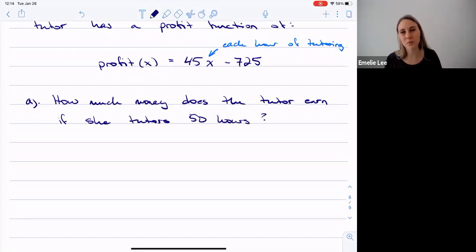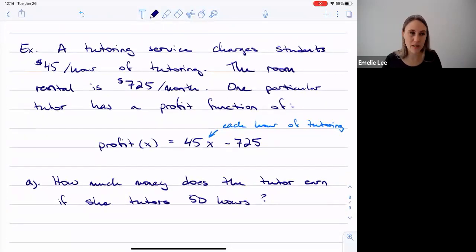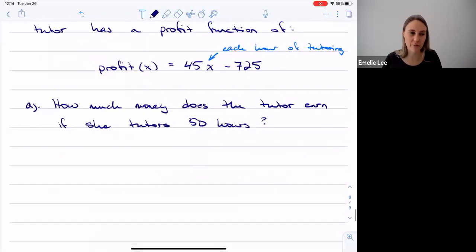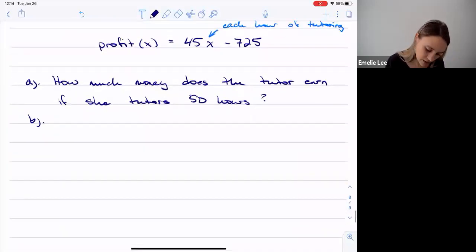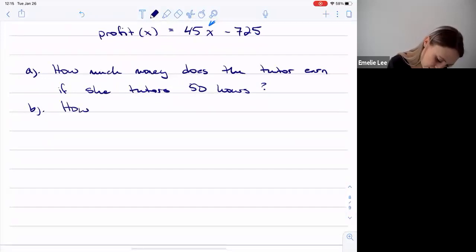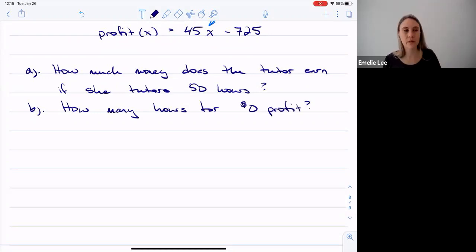Okay. Presumably in the month, because it's a profit function per month, because the fixed cost is $725 a month. But for now, we can just ignore that. How many hours for $0 profit? I'm shorthanding these questions, right? How many hours must she tutor in order to earn $0 in profit?